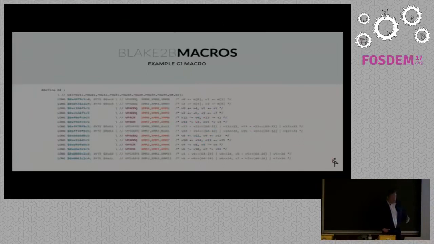And if you look at one of the macros, in this case the G1 macro, it consists of 3 columns. On the right side of the screen you see the high-level Golang instruction. Then in the middle part of the screen you see the AVX instruction, and on the left side of the screen are the actual opcodes that are being written into the assembly stream.